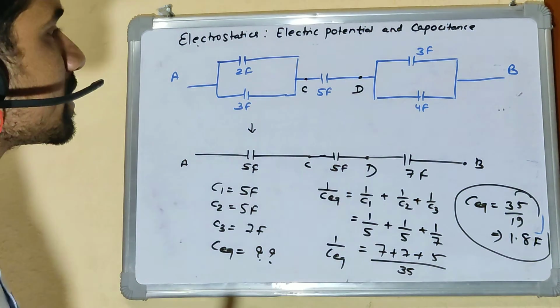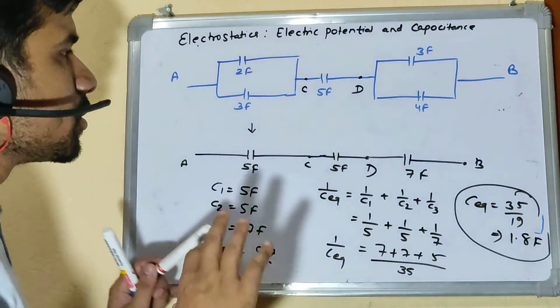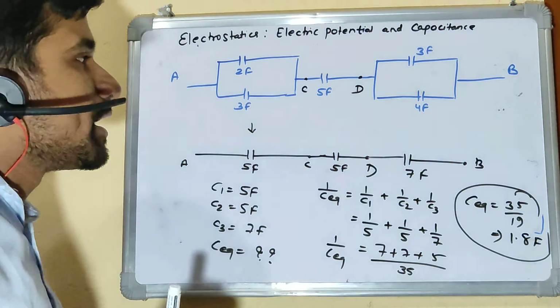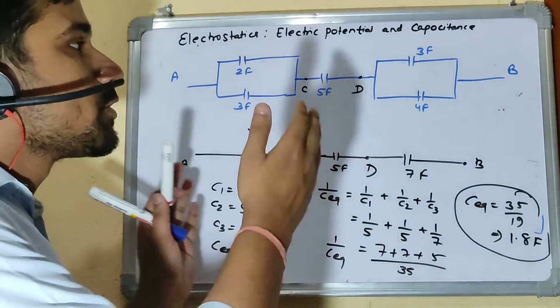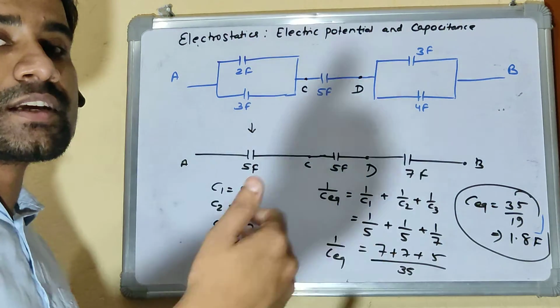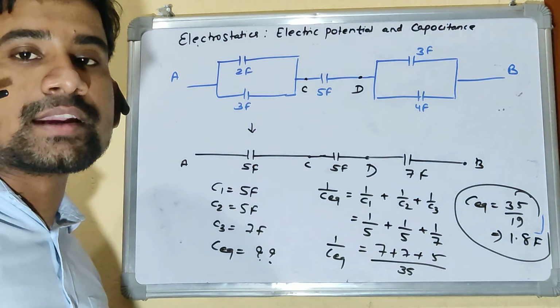So you can solve all these complex problems of series and parallel using this analytical thinking, to identify which sections of the circuit are in parallel or which are in series, and then you can find the equivalent capacitance, right?